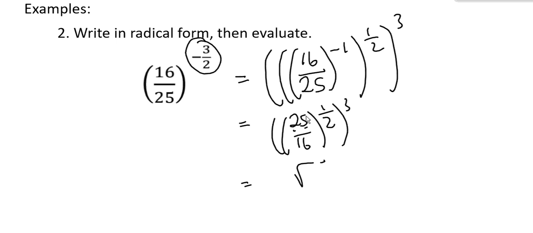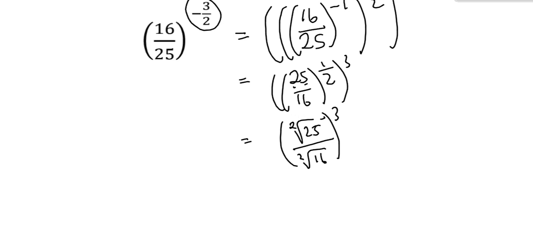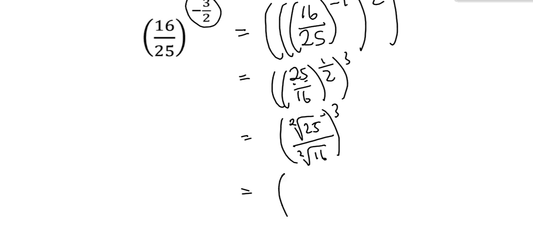16 over 25 is now 25 over 16. So 1 over 2 tells me that I need the square root of 25 over the square root of 16. Now, I wrote the little 2 in there, but it's absolutely not needed. That means the square root. And the square root of 25, we know, is 5. The square root of 16 is 4.